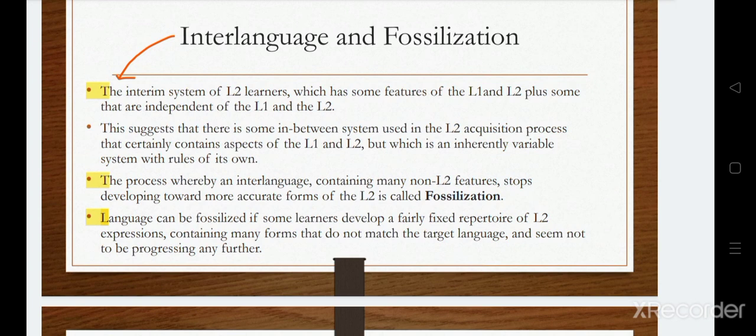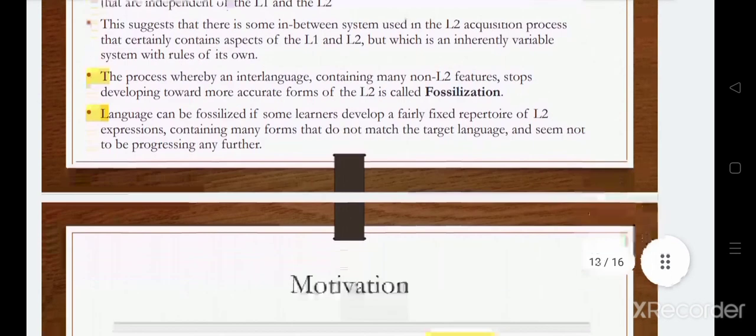And the process whereby an interlanguage contains many non-L2 features, if you have L1 as a first language and L2, it contains many non-L2 features, and thus this stops the developing process towards more accurate forms of L2, and that is fossilization. And language can be fossilized if some learners develop a fairly fixed repertoire of L2 expression containing many forms that do not match the target language and seem not to be progressing any further.